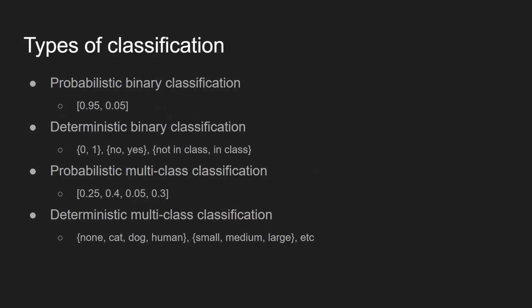Lots of types of classification. A lot of the times we'll use probabilistic of some sort, but that can either be binary or multi-class, and various things about your network will change based on that, such as what loss function you're using or how many neurons you have in your output layer. There's also deterministic binary and deterministic multi-class, where we are actually selecting a particular one. It's also a major part of this.